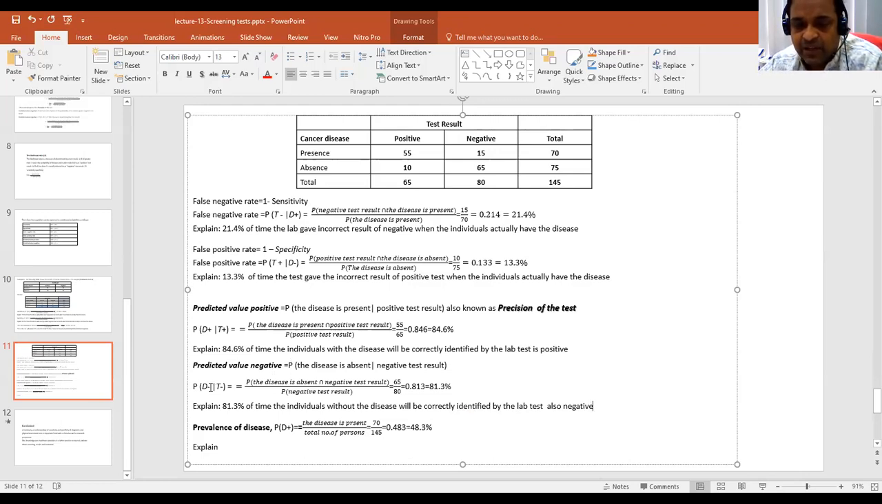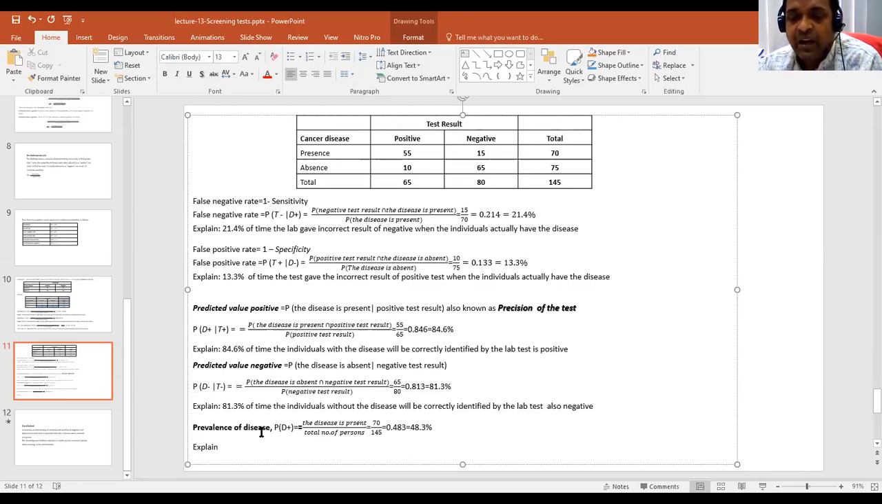That is, what is the chance that somebody does not have the disease and the test result is also negative? 81.3% of the time, the individual without the disease will be given the correct answer by the lab, a negative test result. The lab will say that the individual doesn't have the disease. This is called predictive value negative.